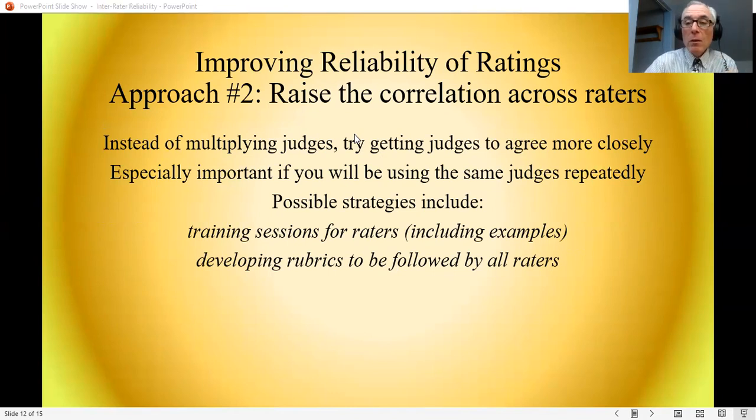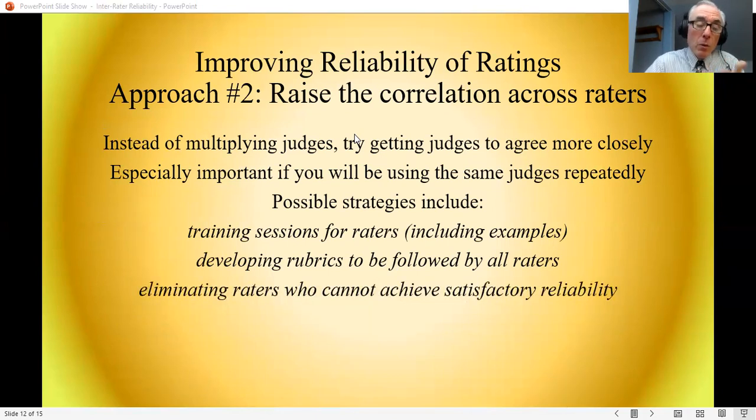So they're all filling in their little rubrics. They tend to agree more closely. A third option, of course, is if you have raters who just don't get it, they're not correlating with everybody else, you could eliminate them, drop them out of the pool, you know, they don't count anymore.